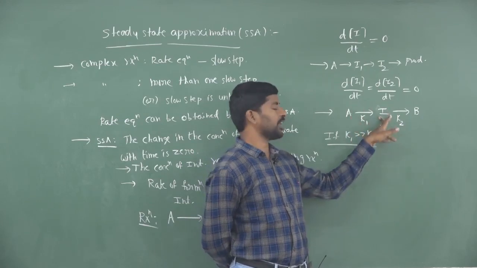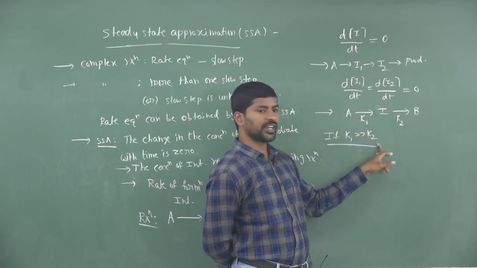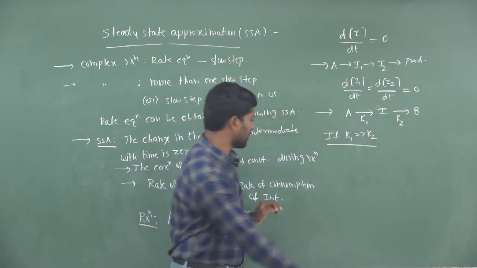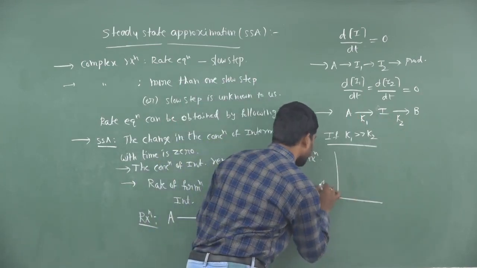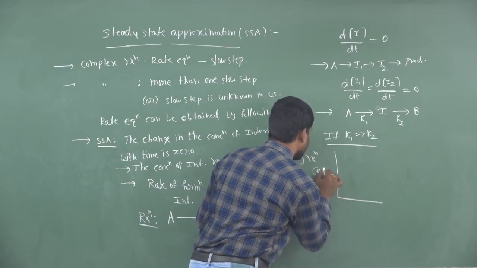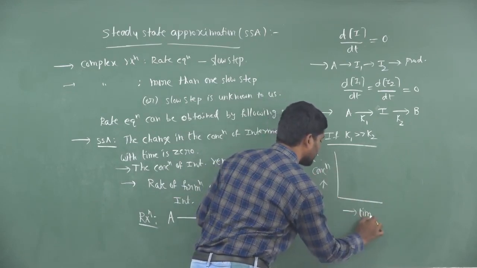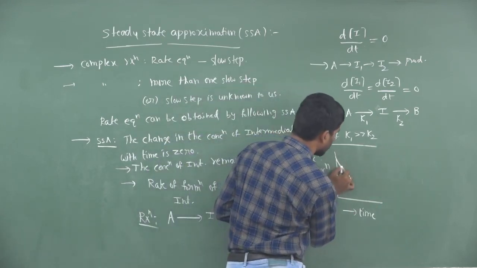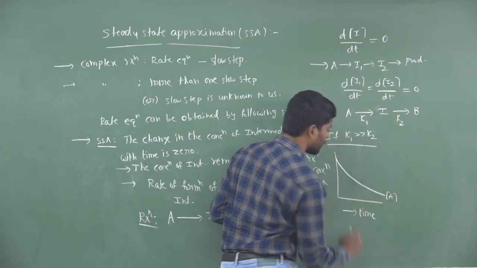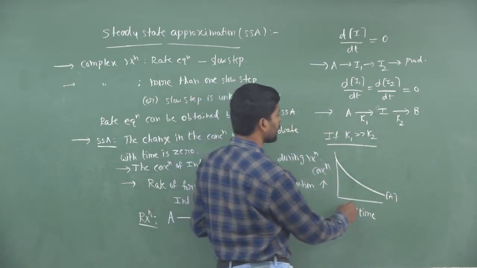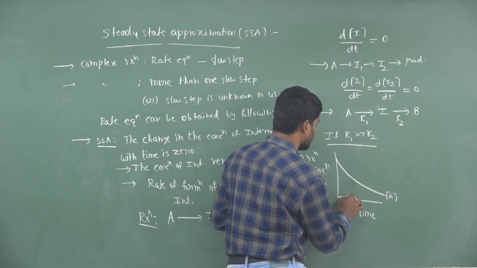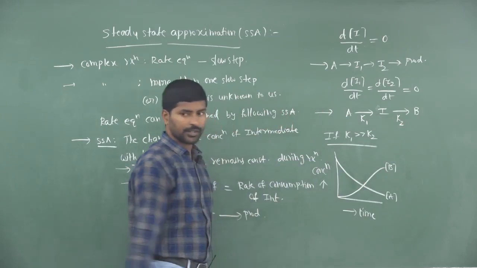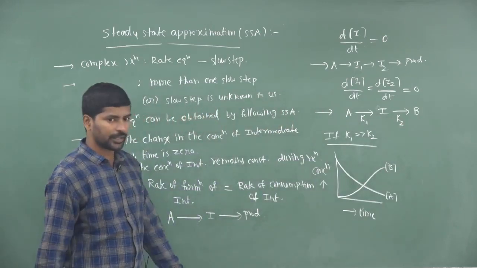In such cases, if you plot a graph of concentration versus time, the concentration of A decreases with time and the concentration of B increases with time. We will discuss these reactions and the kinetics in detail later.